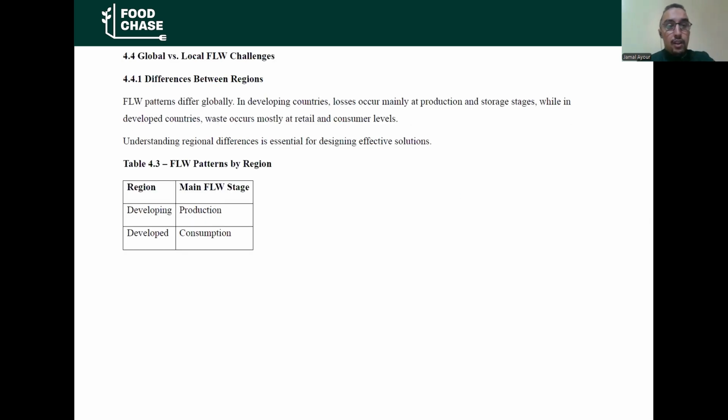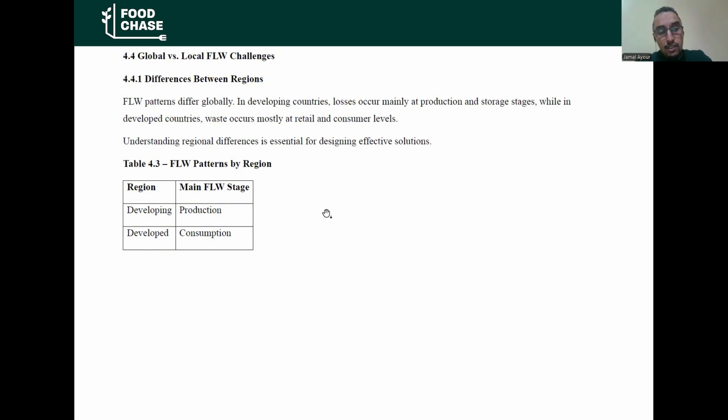About global and local food loss challenges, the difference between regions depends on the quantity, on the product, on the industry, on the technology used and processing. Food loss patterns differ globally. In developing countries, loss occurs mainly at the production and storage stages, while in developed countries, waste occurs mostly at the retail and consumer levels. It depends on the means of any industry.